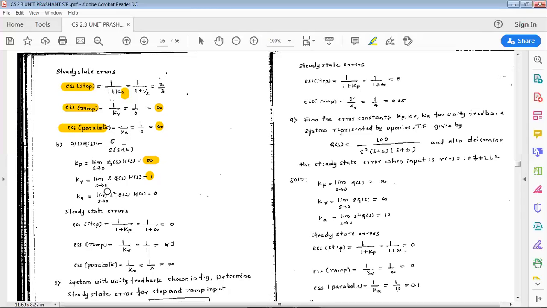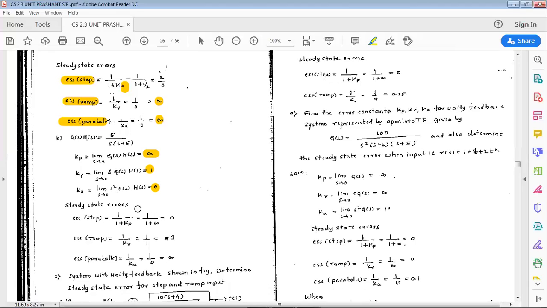Similarly, you need to find Ka also. We have the formula for that: limit s tends to 0, s square G of s, H of s. Since s square is in the numerator, one s will cancel with the s in the denominator. So one s term remains in the numerator, and if I apply the limit as s tends to 0, that results in 0. So these are the Kp, Kv and Ka values for the given G of s, H of s. Now our task is to find the steady state errors. The same kind of procedure is followed as before.